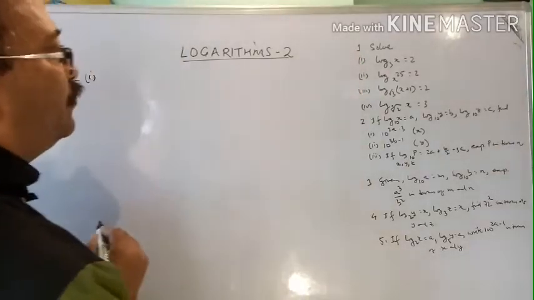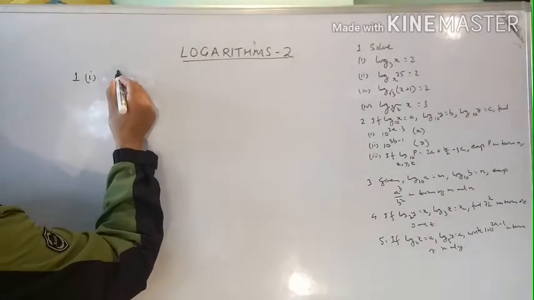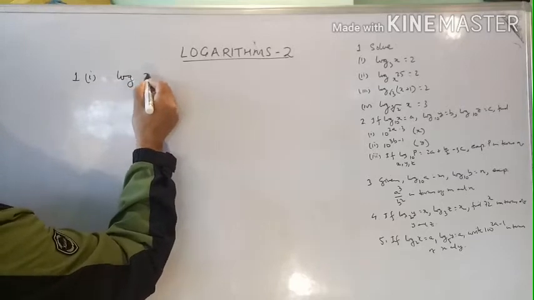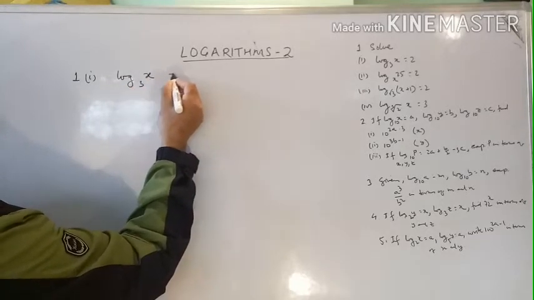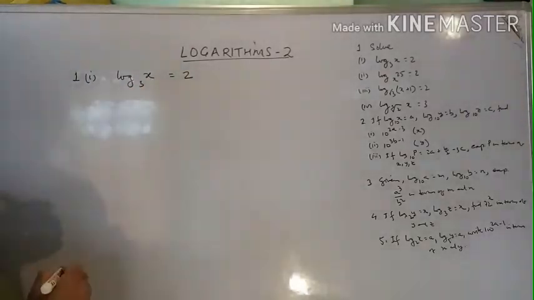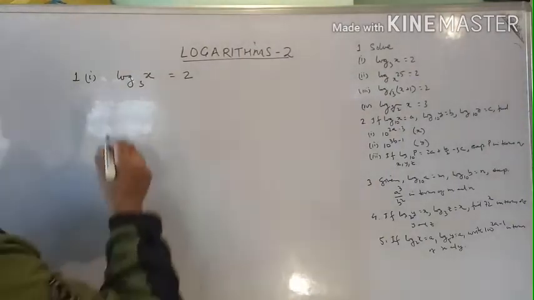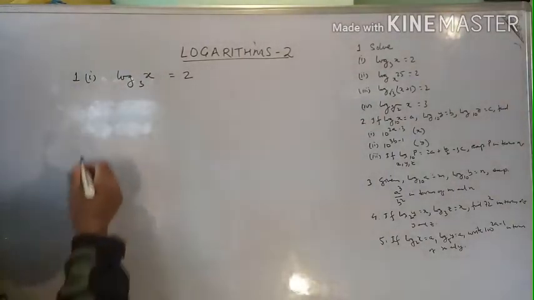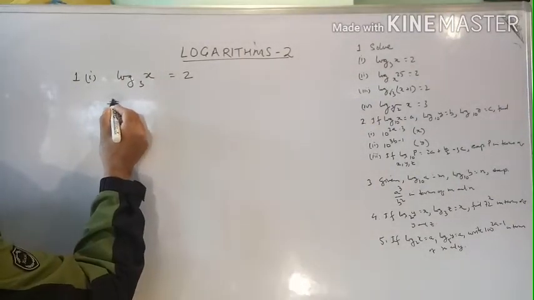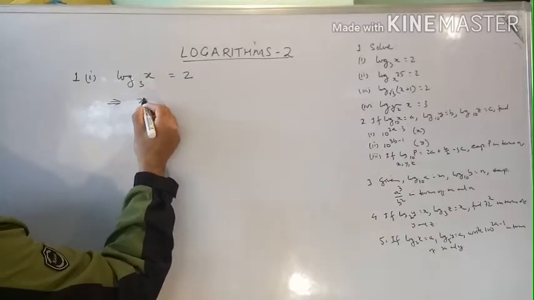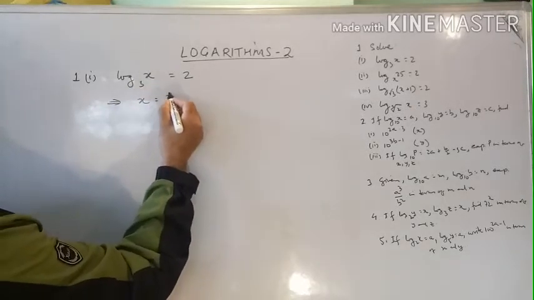Okay, we have to solve for x. So the question is log of x to the base 3 is equal to 2. We have to solve for x. Now find the value of x. So to find the value of x, what to do? You change this into exponential form first. Alright. So this implies x is equal to 3 square.